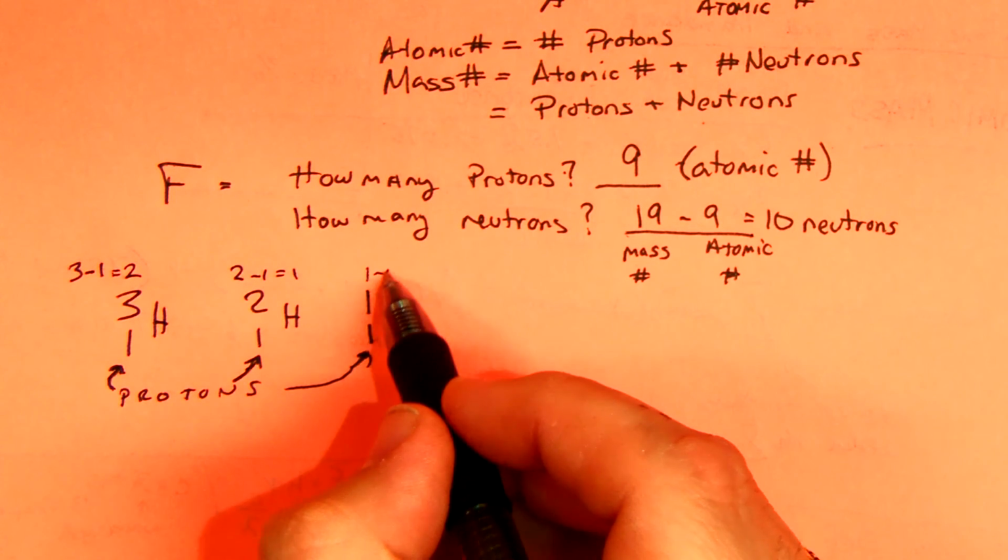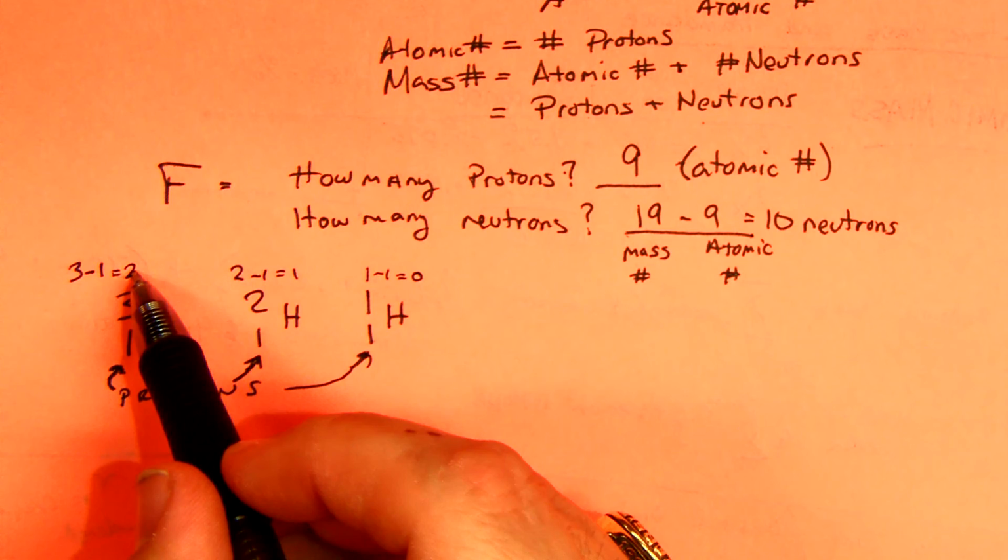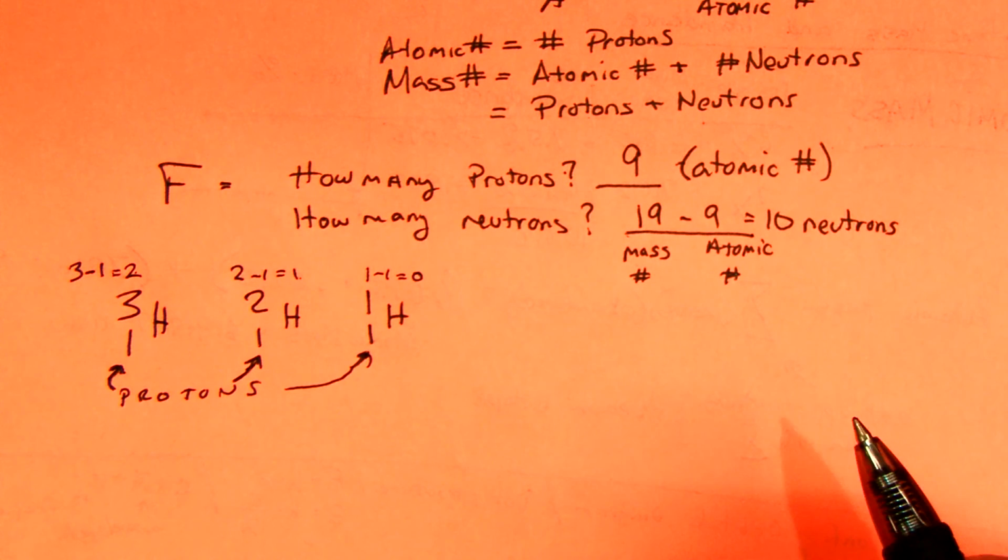So if you get the different isotopes, you can always figure out the number of protons because that's equal to the number in the bottom. The number of neutrons is equal to the number in the top.